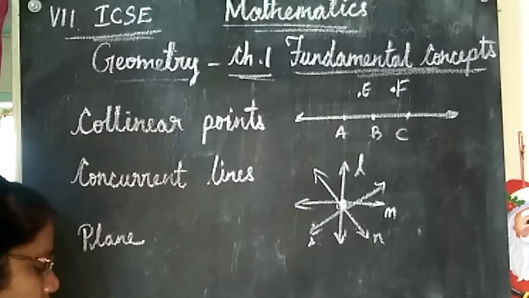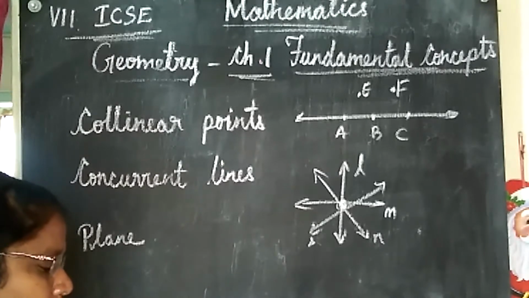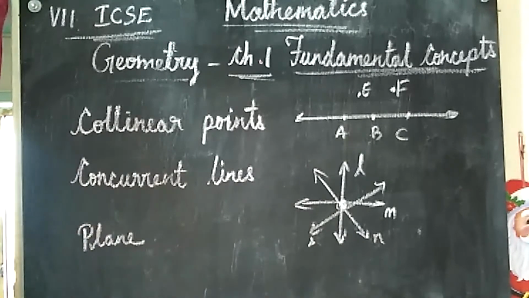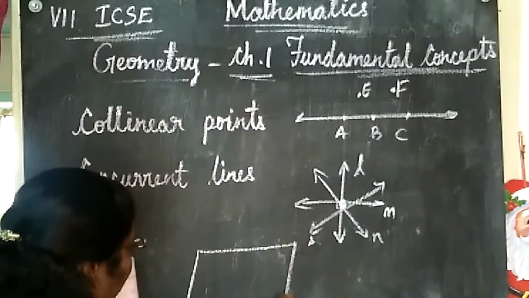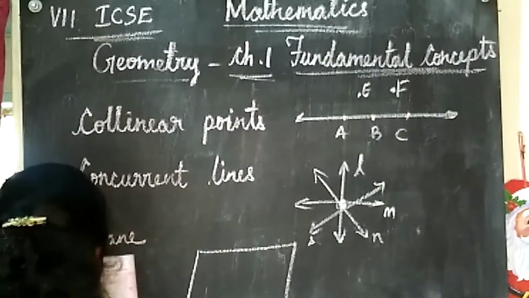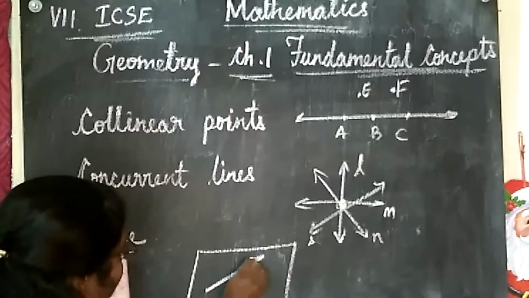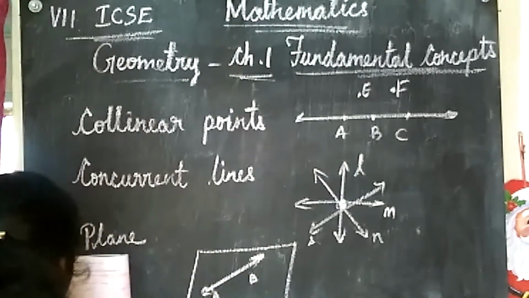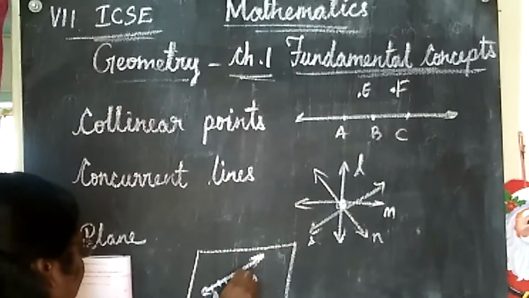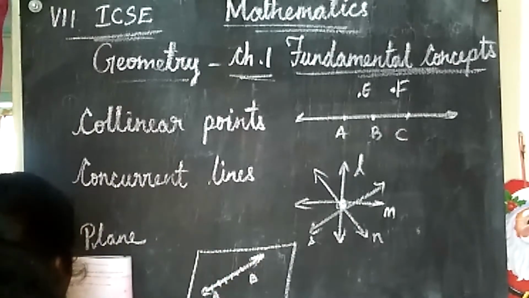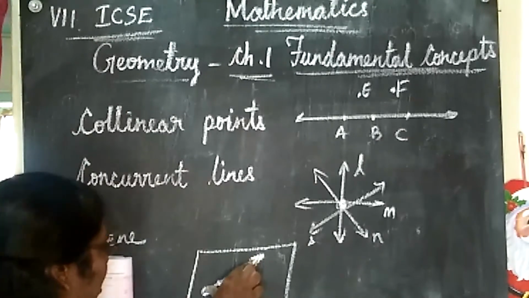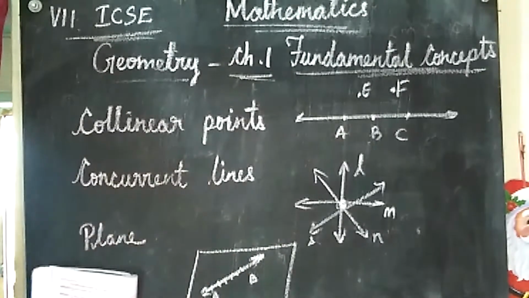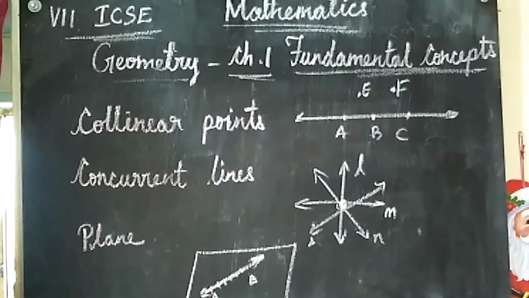Here, an important property of a plane is what? If 2 points of a line lie in a plane, suppose I am drawing one plane here. If 2 points lie here, A and here B, then every point on the line lies in the plane, only inside the plane, not outside the plane. This one we have to note down.